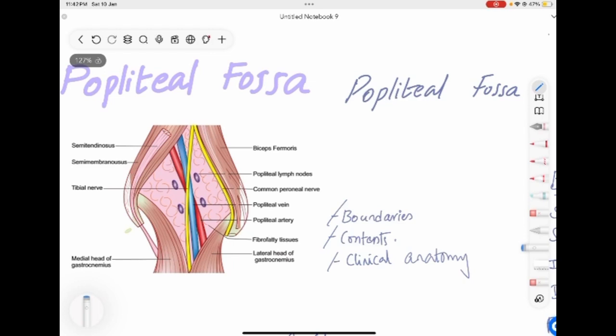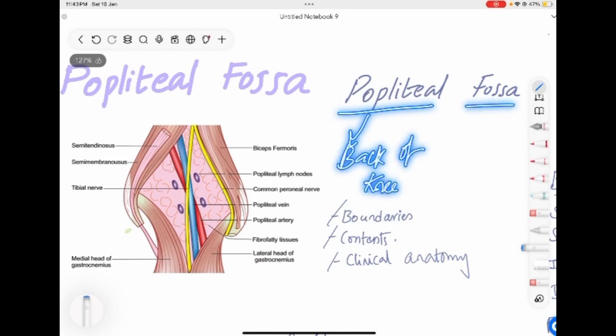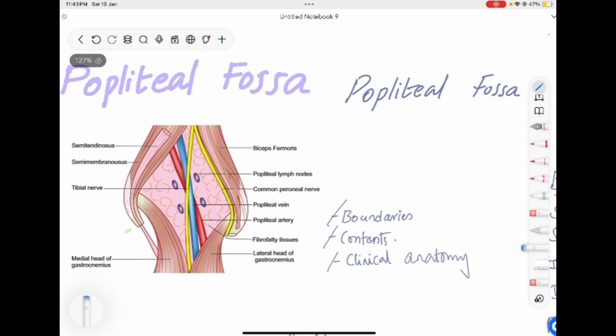Today we are going to be talking about the popliteal fossa. So, what is the popliteal fossa? First of all, let us talk about its literal meaning. Popliteal means back of the knee and fossa means depression. So, the depression present on the back of the knee is the popliteal fossa.